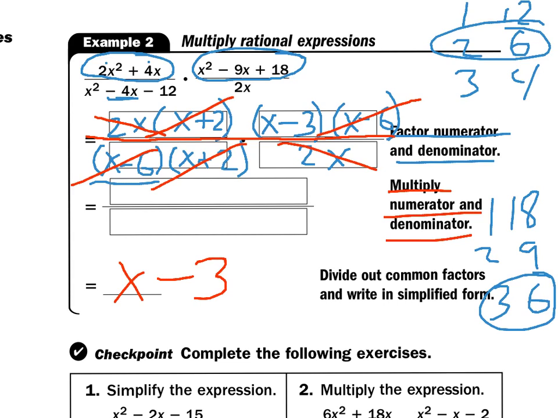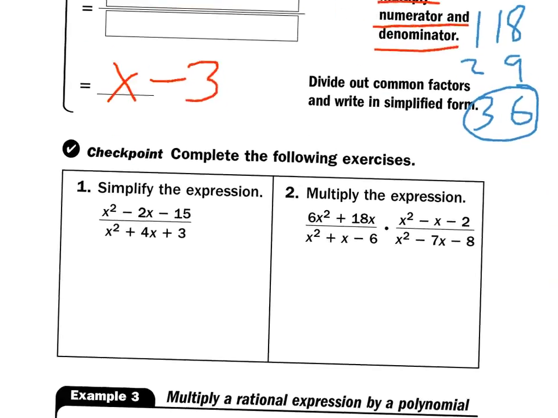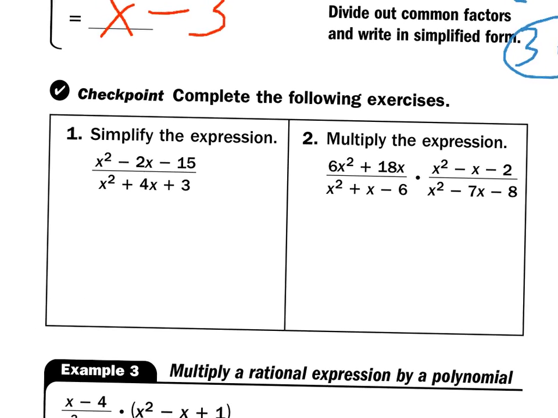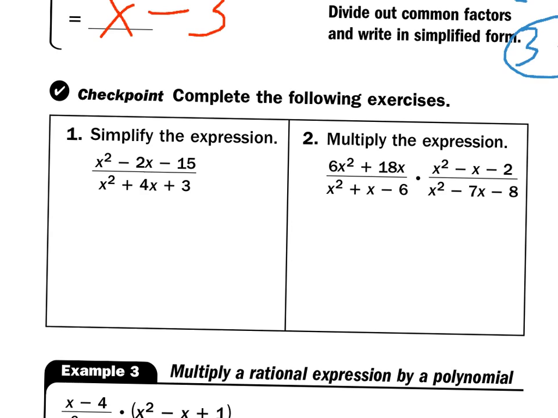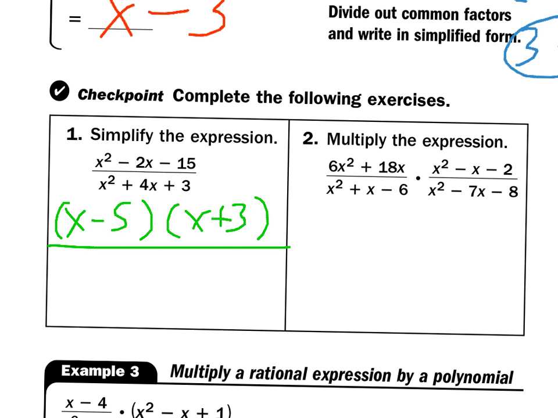All right, you guys go ahead and take a look at the next couple of checkpoints. Pause it, give yourself a minute or two, and see if you can figure it out without my help. All right, welcome back. Let's see what we have. I'm going to change my color back to something a little nicer. Hopefully, when you factored this one, you ended up with x minus 5 and x plus 3. And on the bottom, x plus 1 and x plus 3.